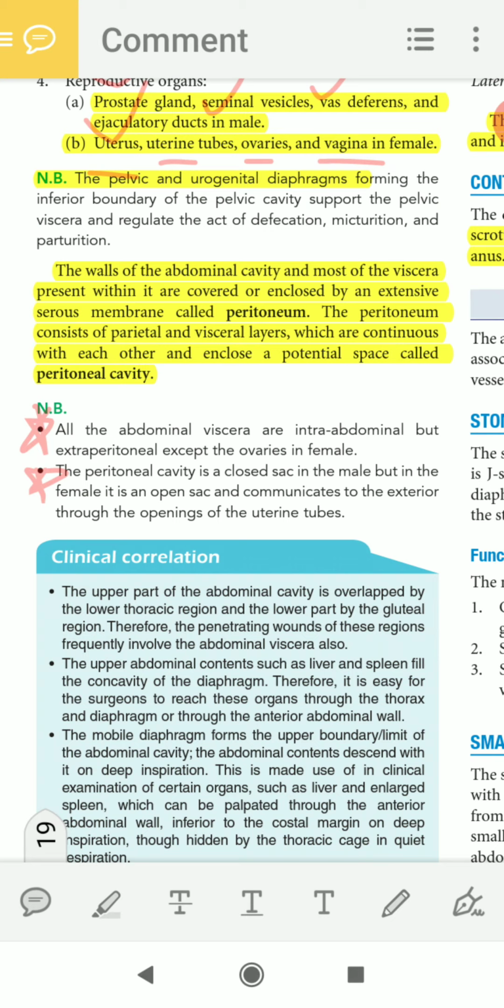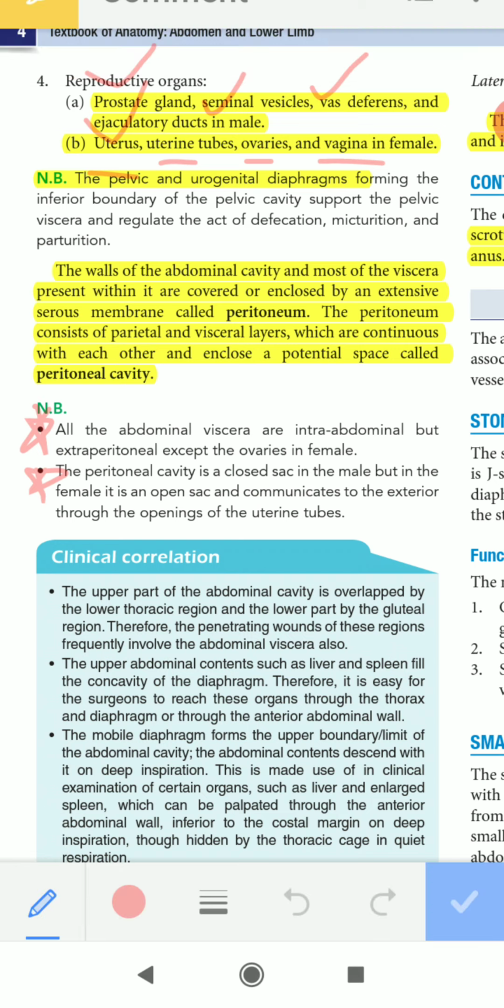Now we will learn some terminology about peritoneum and mesentery. What is peritoneum and what is mesentery? The walls of the abdominal cavity and most of the viscera within the abdomen are covered by an extensive serous membrane that is known as the peritoneum. It is a potential serous membrane covering the abdominal wall and the viscera.